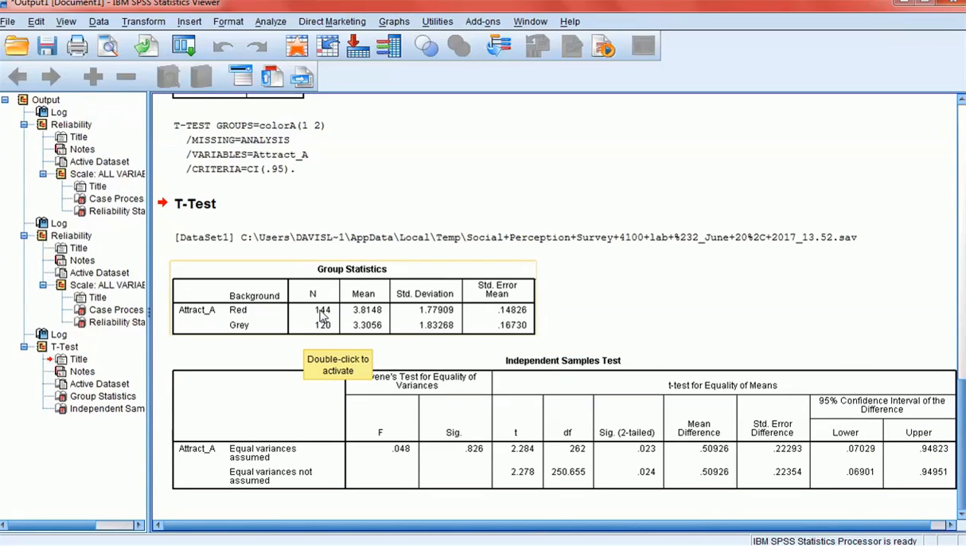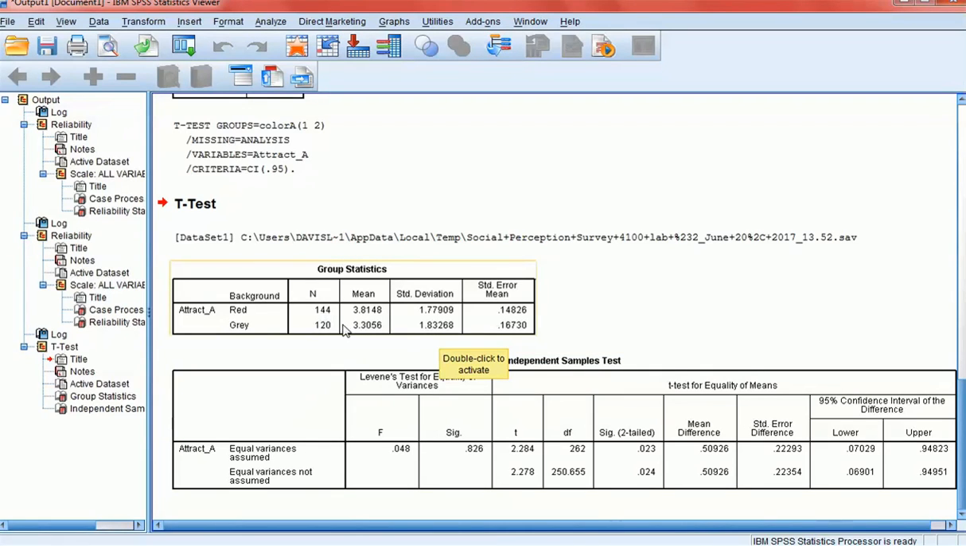These are fun and interesting results. So it looks like we have a sample size of 144 for the red background. Oh, and by the way, you combined your results with several other classes. But it looks like 3.81 is the average attractiveness rating for the red background. 3.30 is the average attractiveness rating for the gray background.